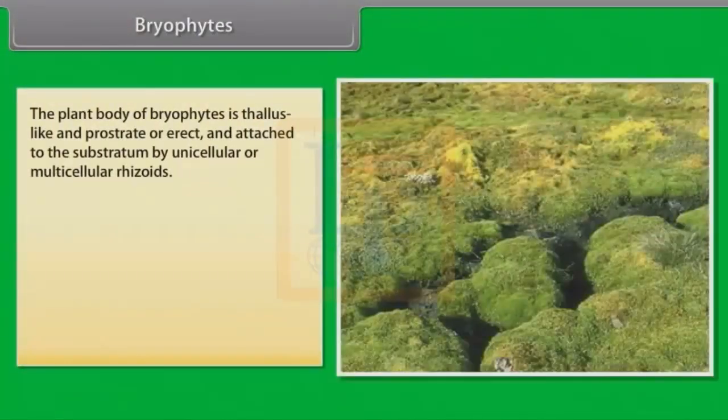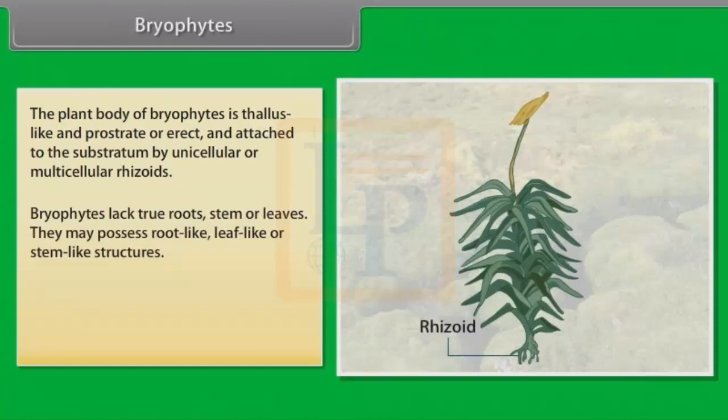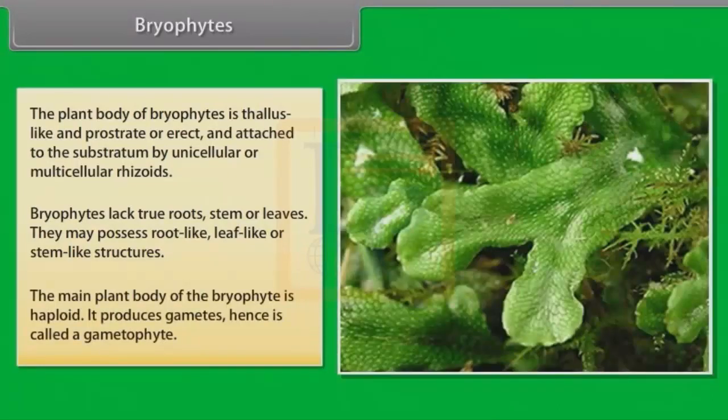The plant body of bryophytes is thallus-like and prostrate or erect, and attached to the substratum by unicellular or multicellular rhizoids. Bryophytes lack true roots, stem, or leaves. They may possess root-like, leaf-like, or stem-like structures. The main plant body of the bryophyte is haploid. It produces gametes, hence is called a gametophyte.